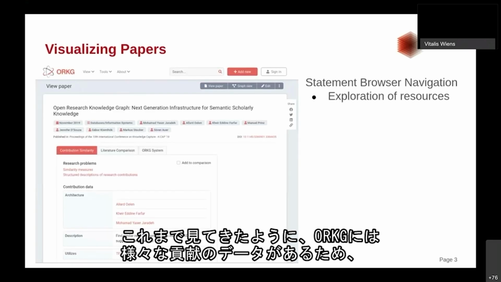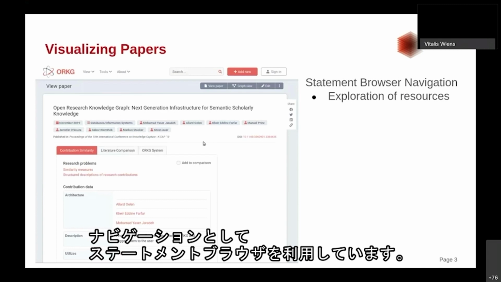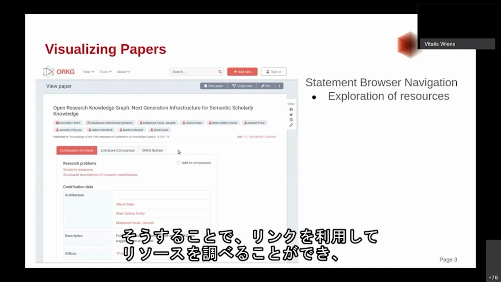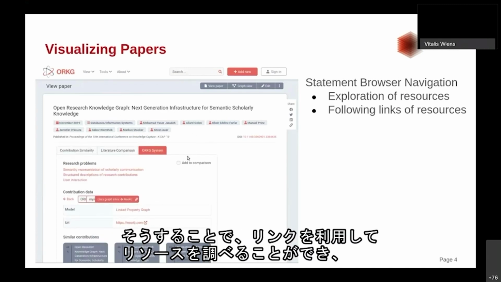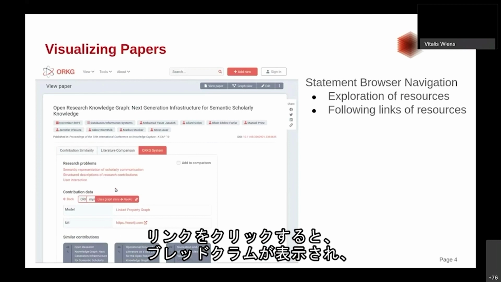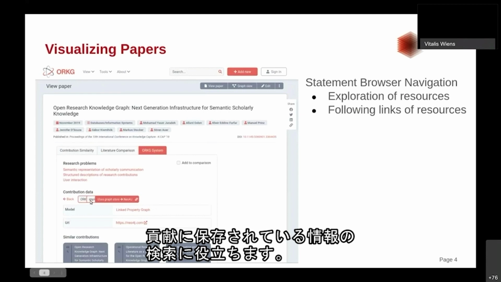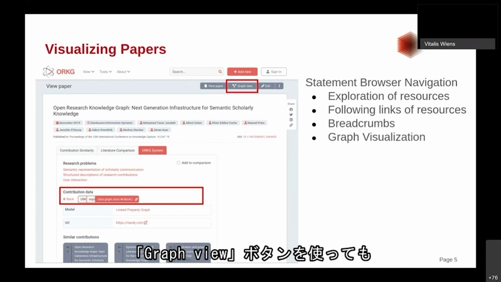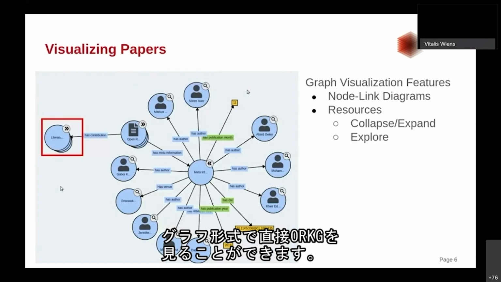So as we've seen before, we have the different contribution data, and we use the statement browser as navigation, and it allows you to explore resources using links, and then you can click on them, and you will receive breadcrumbs that help you to navigate through the information that is stored in a comparison or in a contribution, sorry. And you can also use the graph view button, which allows you to see directly the graph.